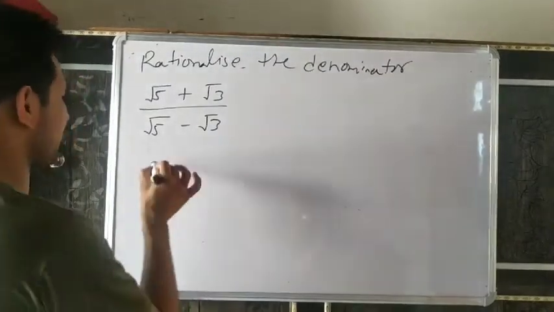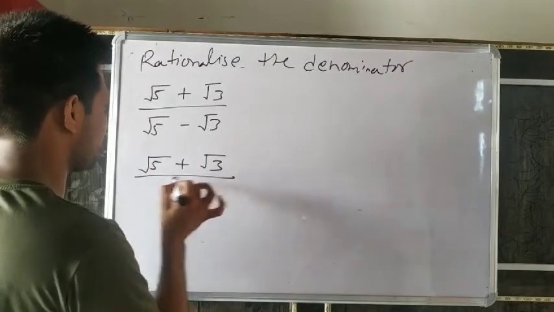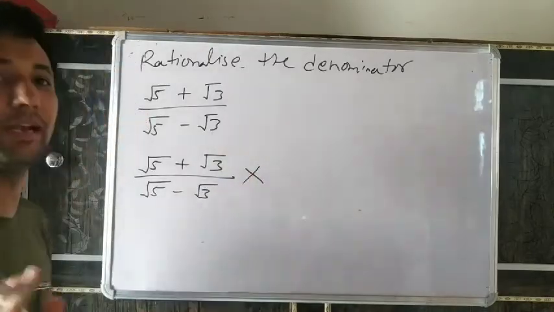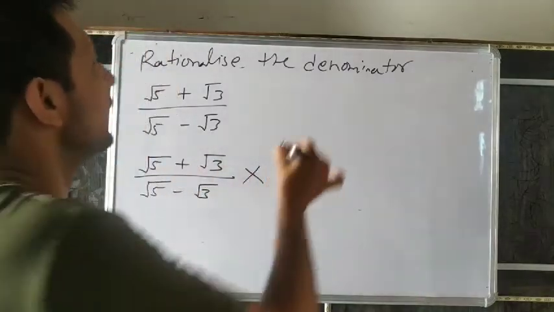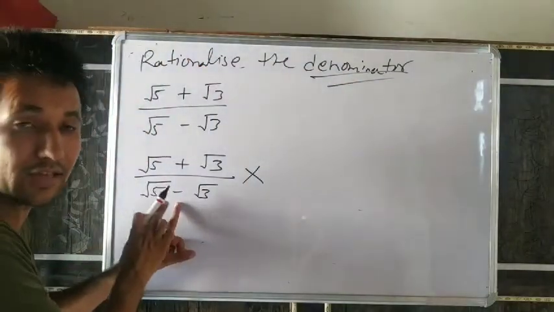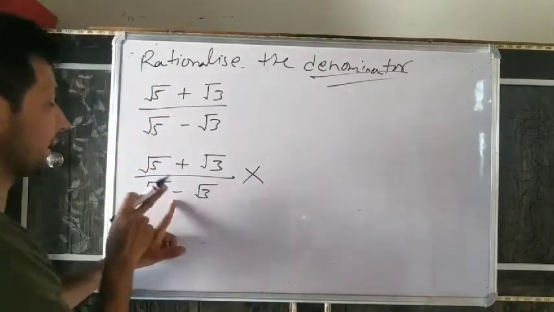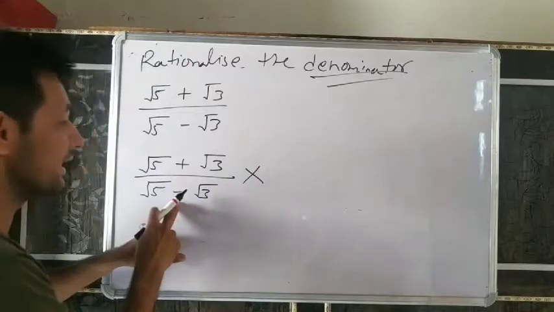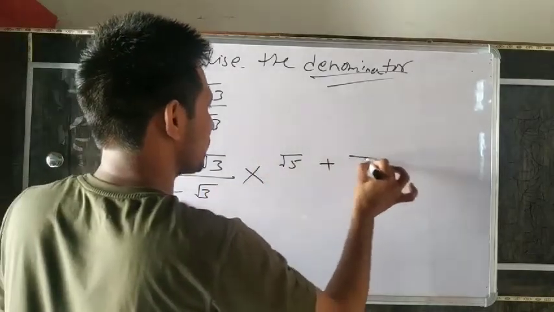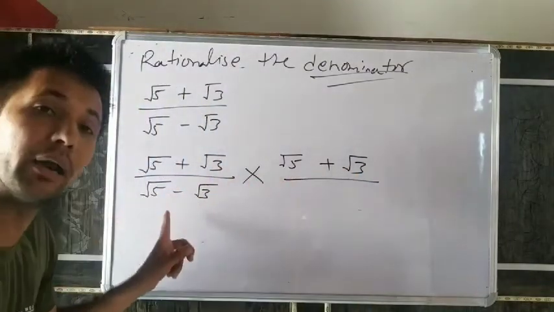We can multiply. Look carefully. Multiply and divide by the same number. If we want to rationalize the denominator, we will change the sign of the denominator. What is here? Minus. Here we will write plus. If it is plus here, we will write minus here. So changing the sign, positive. So root 5 plus root 3, by the same number multiply and the same number divide.